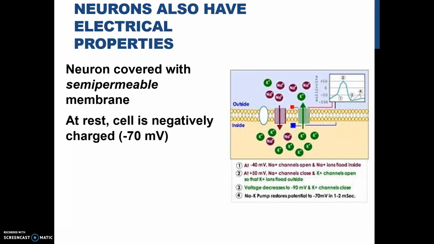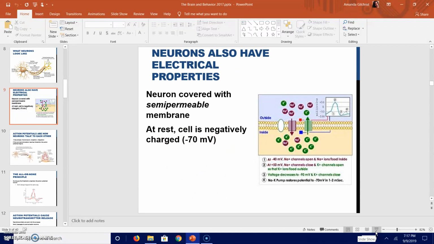So, I want to take some time to talk a little bit about how neurons actually are capable of communicating with each other. One of the things that we know is that in general, neurons have some pretty interesting electrical properties. The neuron is covered, like all animal cells are, with a semi-permeable membrane. Now, what this means is that some ions, which are charged particles, can come in or leave the cell, but other types of ions cannot.